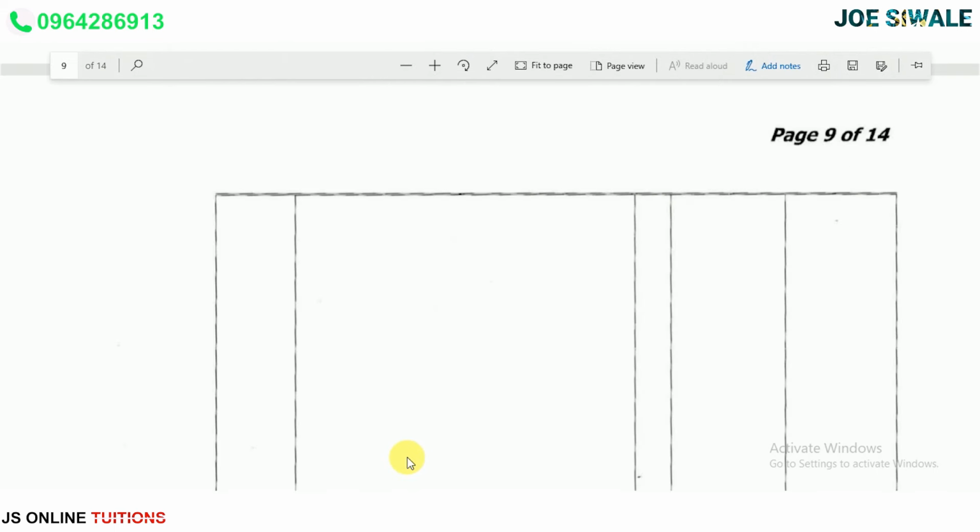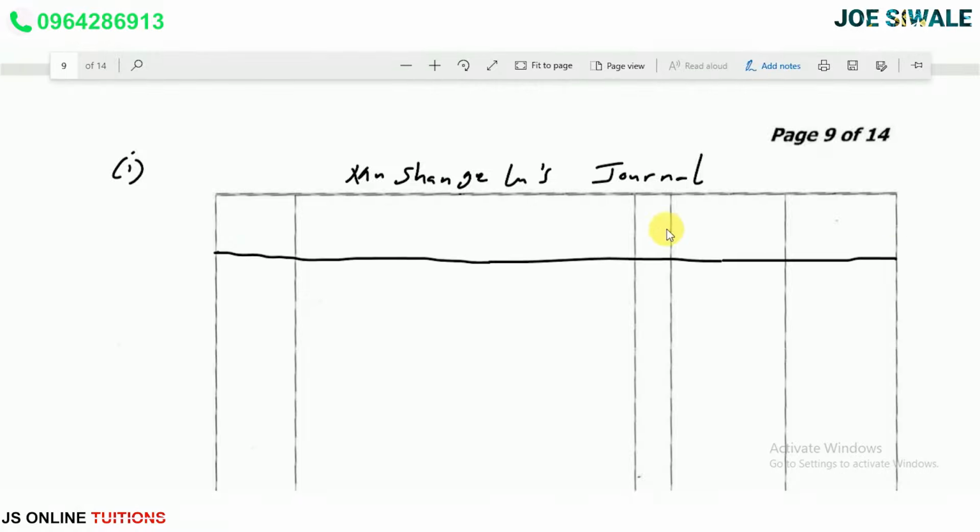So we know that that's our Roman numeral 1. We can write up our title there. So we have Mushiangelu's journal, and let us write down the format. In the first column, we're going to have our date. In the second column, we're going to have our details. Third column, we're going to have folio. There we're going to have our debit and our credit. And we know that the currency that we are using is kwacha, so we can put a K on the debit side and a K on the credit side.